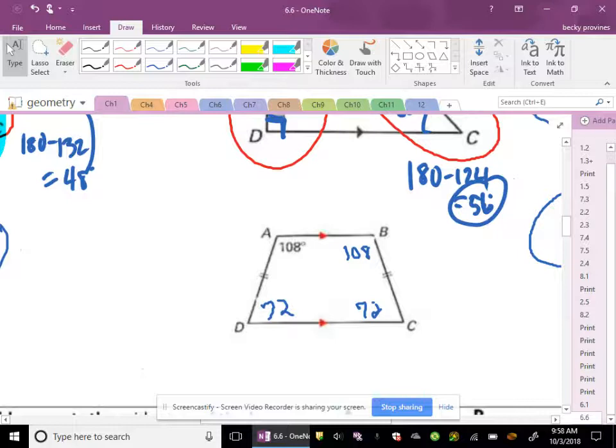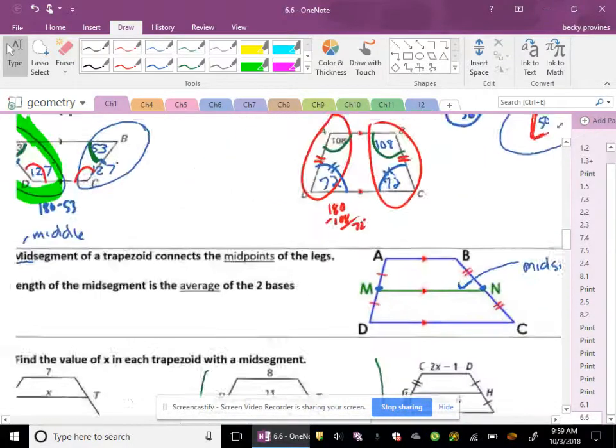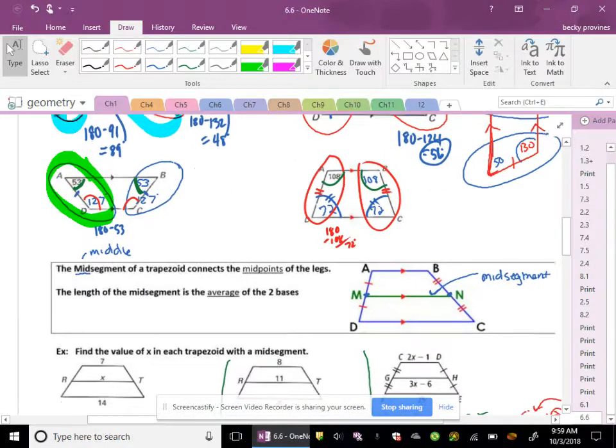Now this one, I have 108, but notice it is isosceles. These two together I know equal 180, so I can figure out the 72 just by taking 180 minus the 108 to get 72. And we have sets of base angles. These two are both the same, so I knew it was 108. Since I already had the 72, I knew its corresponding angle was also 72. Okay, so let's move on.